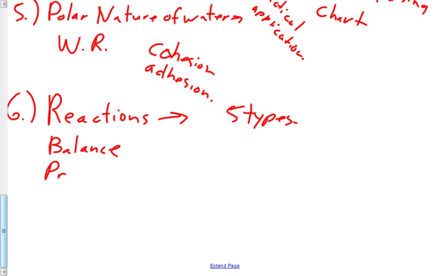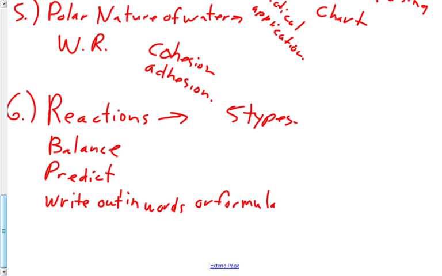Okay, predict. Write out in words or formulas. Okay, and obviously identify types. Okay, it's going to be important as well.